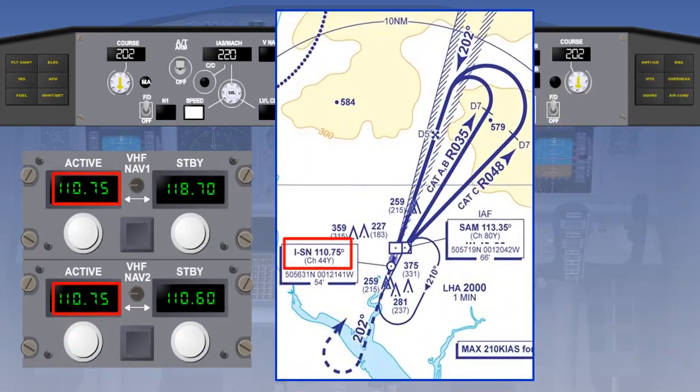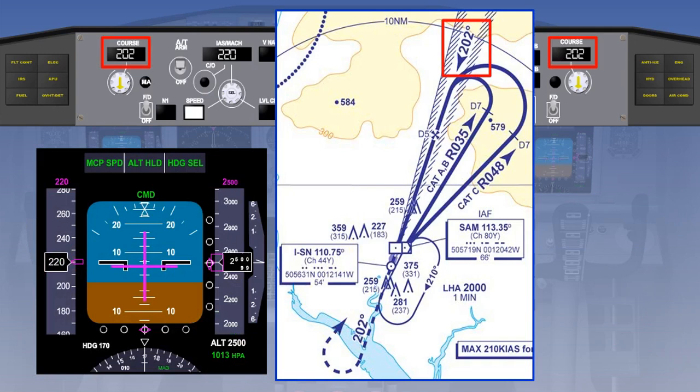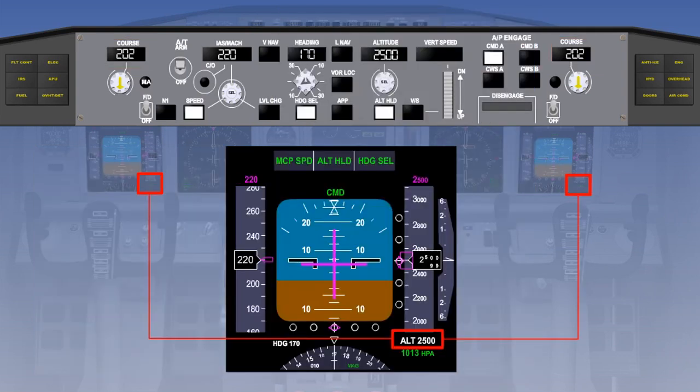From the instrument approach procedure, the crew will obtain the instrument landing system, or ILS, frequency to set on the VHF navigation radios and the inbound course to set on the mode control panel courses. The other thing to take note of is the radio altitude indication in the bottom right-hand corner of both primary flight displays, as this triggers some of the changes during the approach.